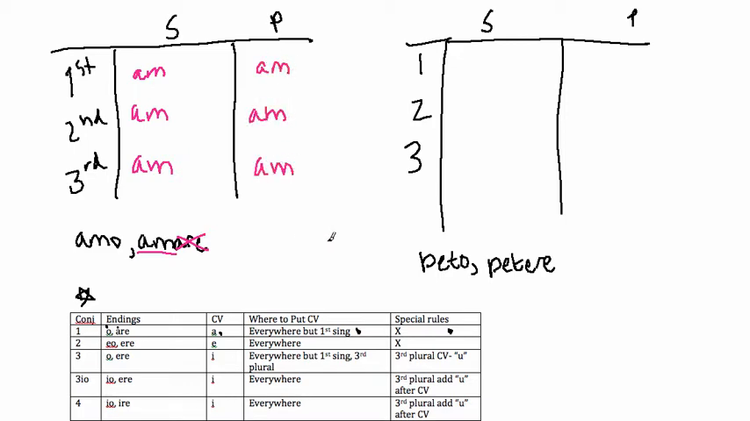Okay. And then I said you need your connecting vowel, and it turns out for the first conjugation, the connecting vowel, if you go over here to the chart, it's the A. And actually, let me circle that in a different color so you can tell the difference. A. And next you have to look where to put the connecting vowel, and it says everywhere but the first singular. So let's go ahead and do that.